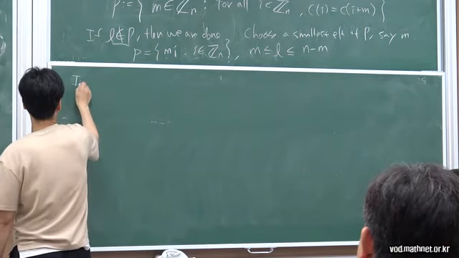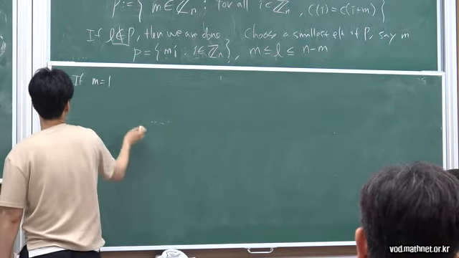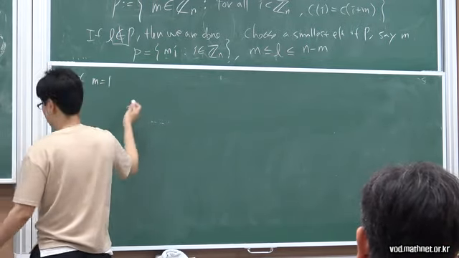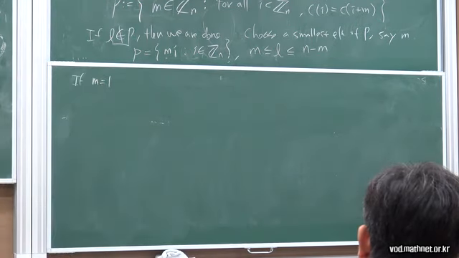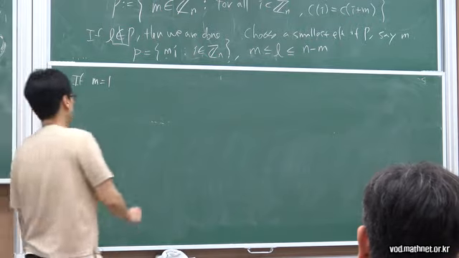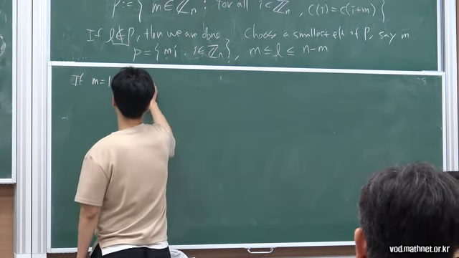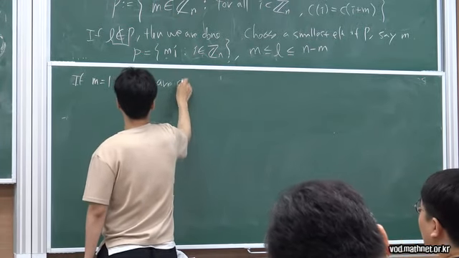So let's do some case analysis. So if M is one, then this assumption is wrong. Then A is everything and B is non-empty, then it doesn't happen. So we are done.